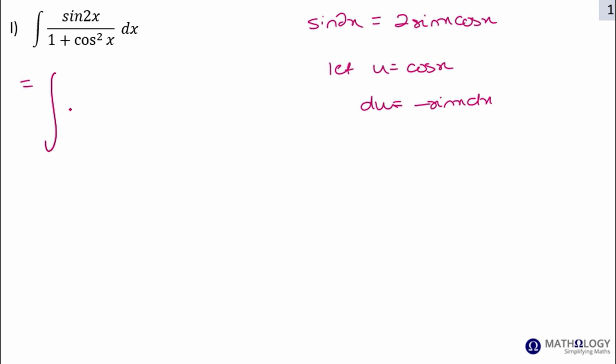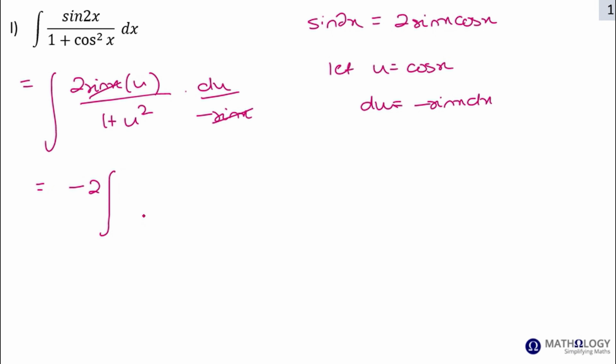So we have 2 sine x, and instead of cos x, we're going to write u over 1 plus cos squared x. Cos x is u, so cos squared will be u squared. 1 plus u squared in the denominator times dx, which is du over minus sine x. So the sine x is now taken out. We have minus 2, which we're going to take out of the integral. And we're left with the integral of u over 1 plus u squared du.